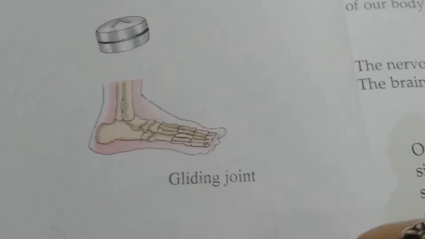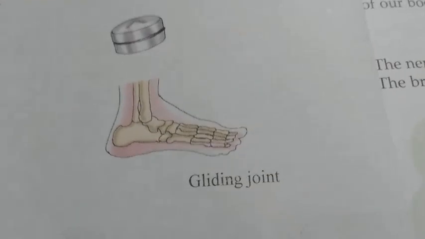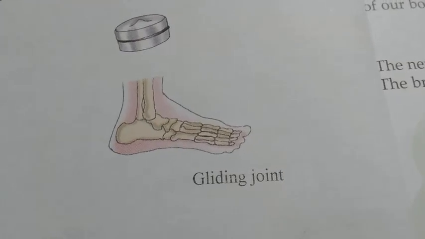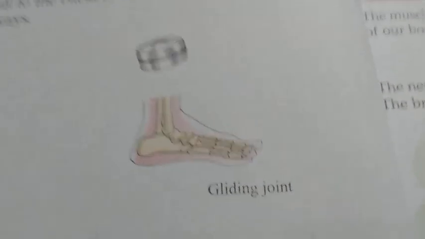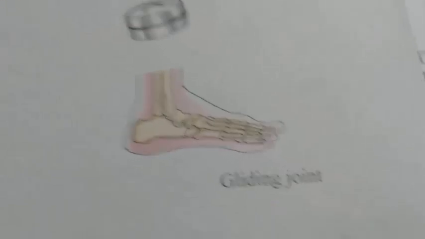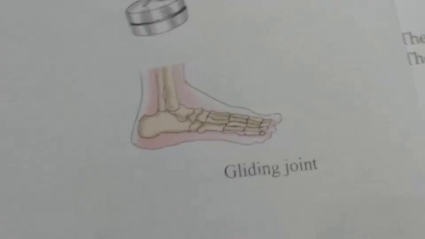And now is the gliding joint. This joint is found in the wrist and ankle. Whenever we twist our wrist or ankle, it is the gliding joint which helps us. It allows us to bend, twist, and turn.